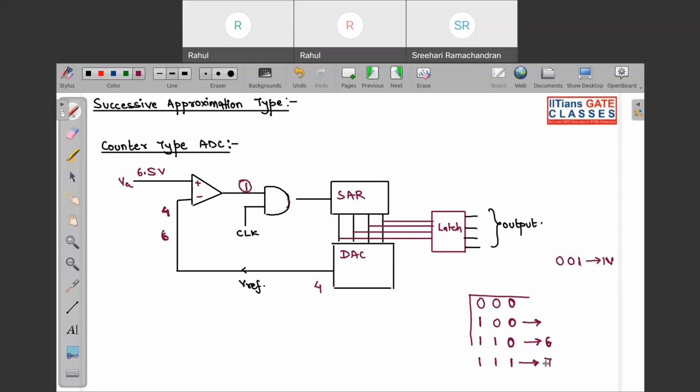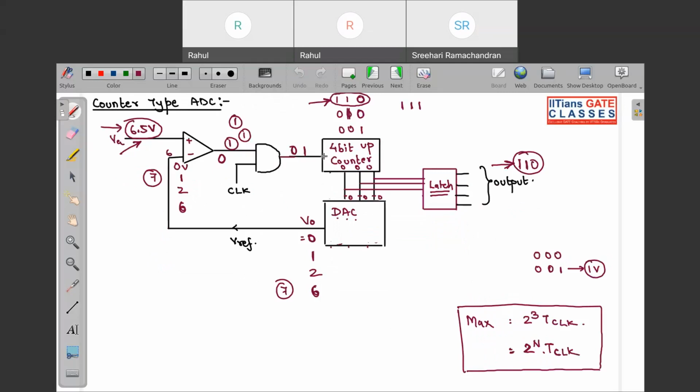So the next bit position will be changed to 1. When this is 1, this will become 7. So here this is 7 volt, and here it is 6.5, so this will be 0. If this is 0, the SAR will not do anything. Basically, whatever value has been latched, that state will be given as your output.